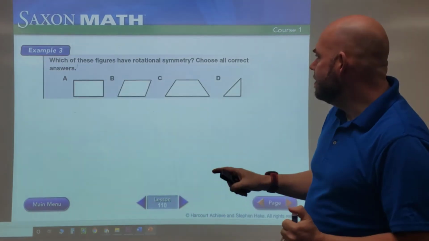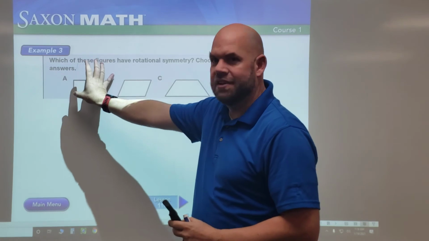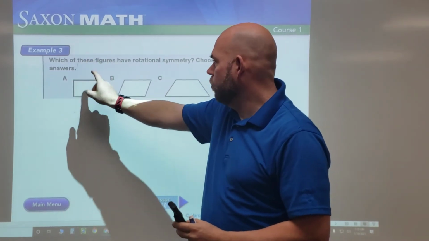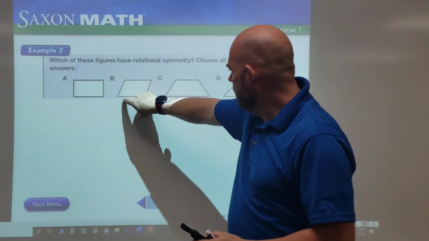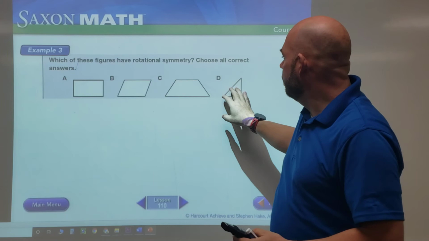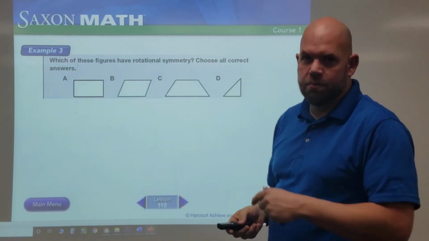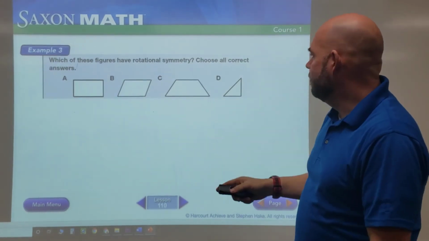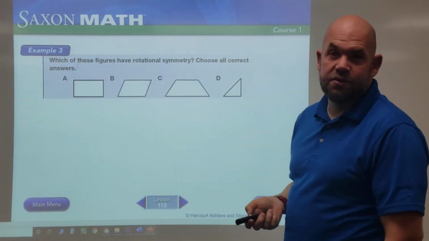If we look at these, which have rotational symmetry, well, if we turn this one once, it doesn't look the same. But if we turn it twice, if we turn this one 180 degrees, it'll look exactly the same. Same with this one. If we turn this two times, it will look the same. But these two, if we turn them upside down, they look different. They're not the same. They would be mirrored. And so A and B on this one have rotational symmetry, but C and D do not.